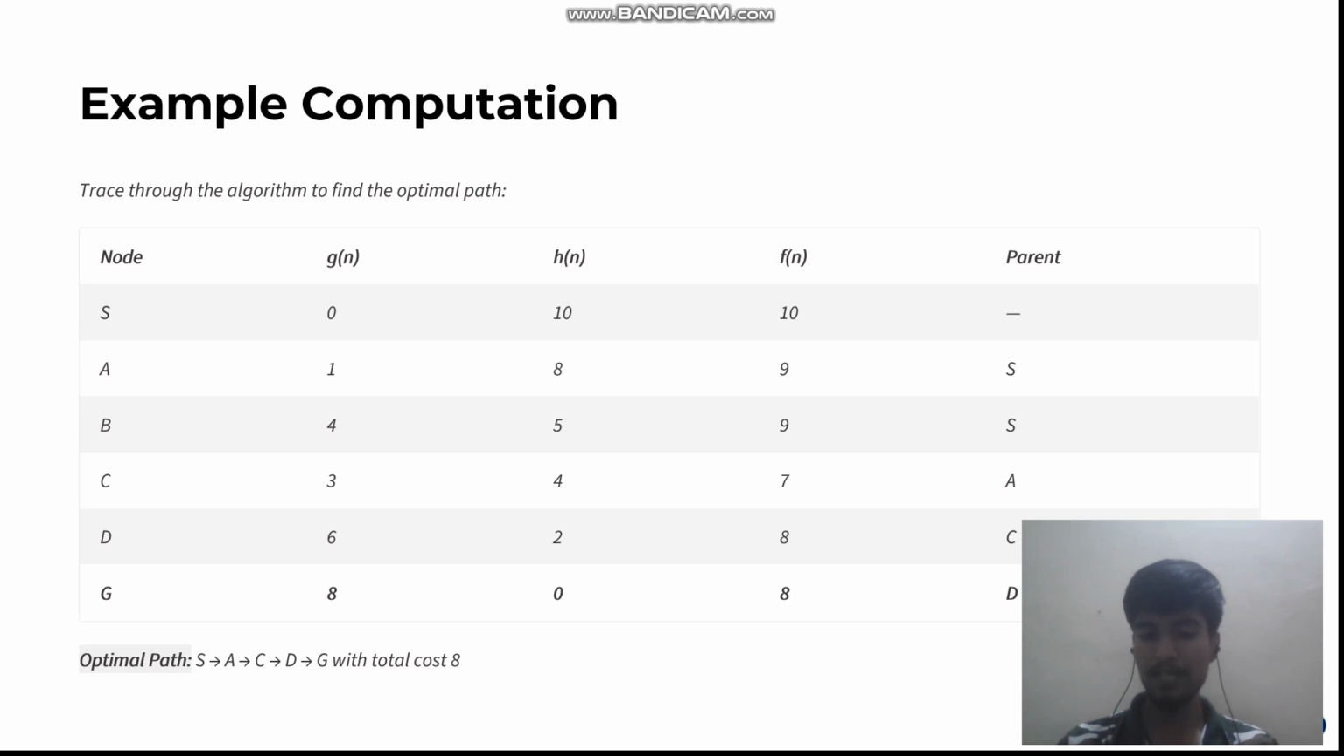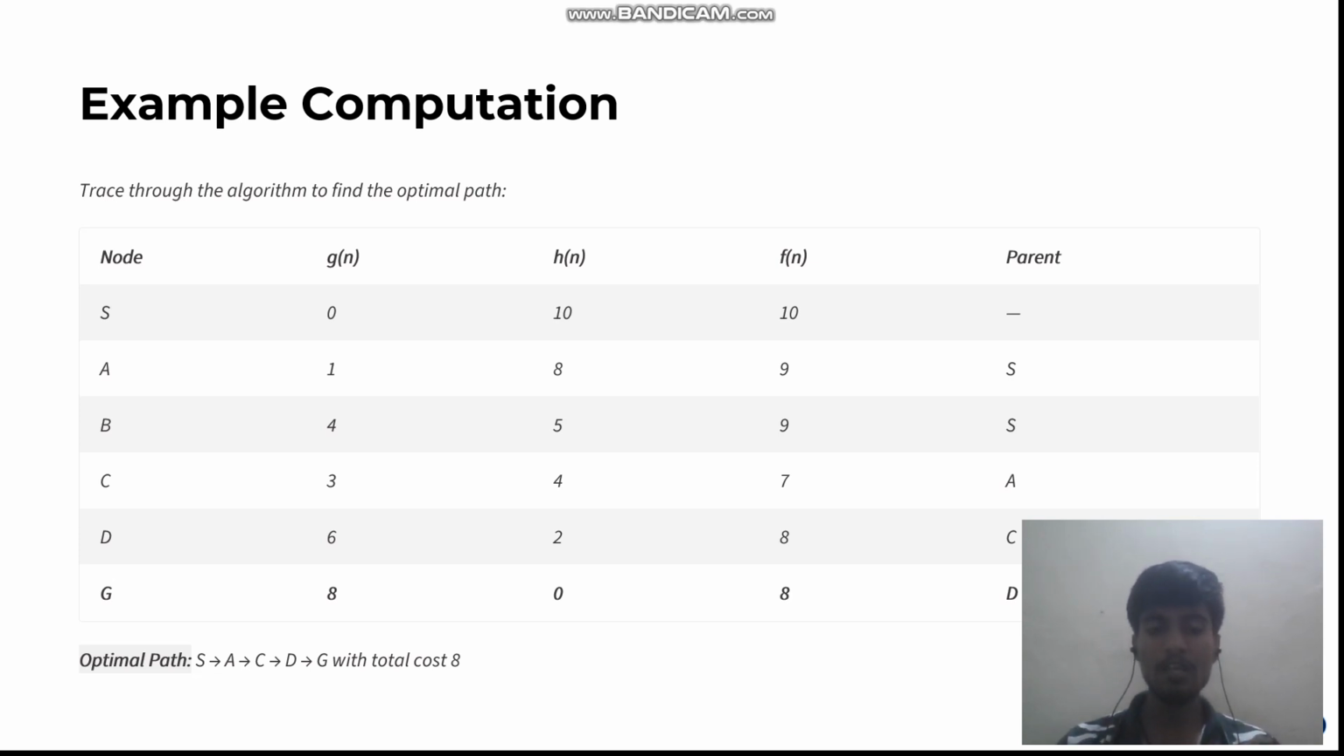From A we go to C: g equals 1 plus 2 equals 3, h equals 4, so f becomes 7. That's even better, right? Next from C we go to D: g equals 3 plus 3 equals 6, h equals 2, so f equals 8. And from D to G: g equals 6 plus 2 equals 8, h equals 0, so f equals 8.